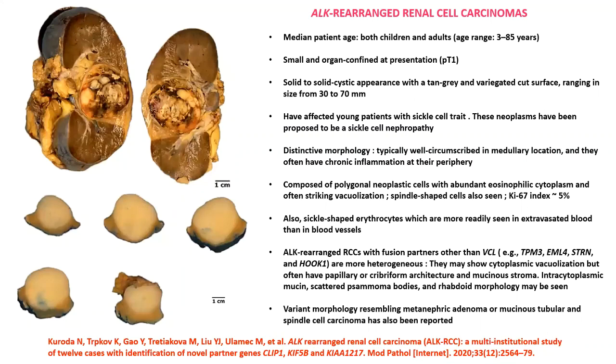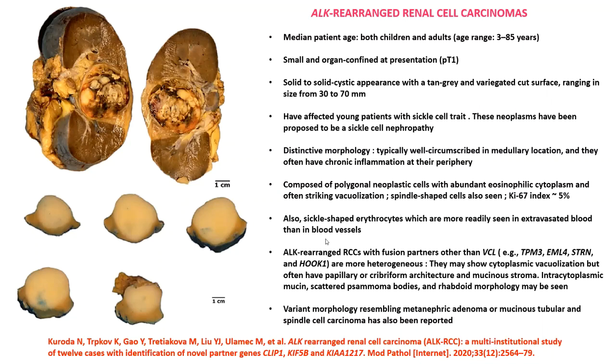This brings me to the last entity of this discussion, that is the ALK rearranged family of renal cell carcinoma. As I've already said, these are usually present in patients with sickle cell hemoglobinopathies and can involve both children and adults, usually small and organ confined. They have a solid to solid cystic appearance, and they have a characteristic location, usually medullary, and they have chronic inflammation at the periphery. They're usually composed of polygonal cells with abundant eosinophilic cytoplasm, often with striking vacuoles within the cytoplasm, and there is also a secondary spindle cell component.